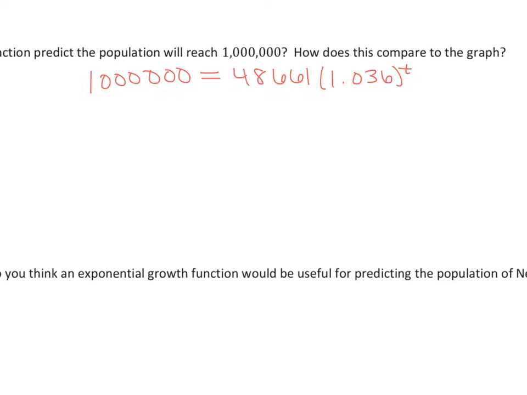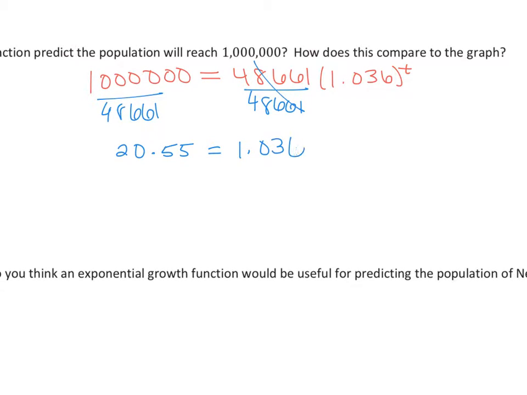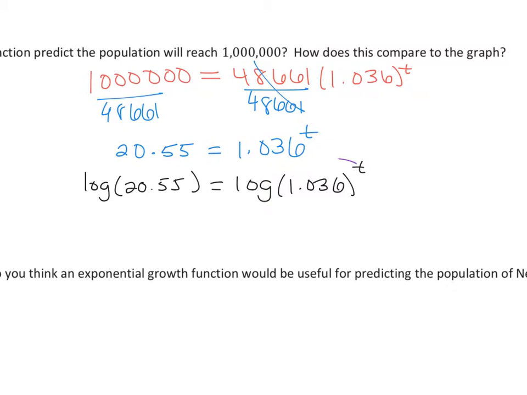Okay, so the way you would solve this is you would first try to get your base and your exponent alone. So I'm going to divide by this. Hopefully you guys received an answer already, but I'm just going to show you how I would do it. I'm going to get a value about 20.55 equal to 1.036 to the t. Now I notice my exponent has my variable, so I'm going to log both sides so that I can get that exponent down. When I log both sides, it allows me to bring the t down to the front.